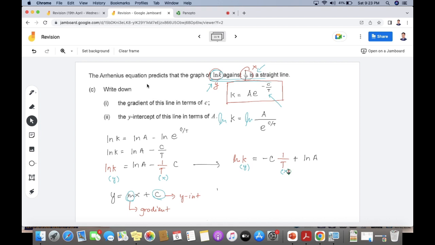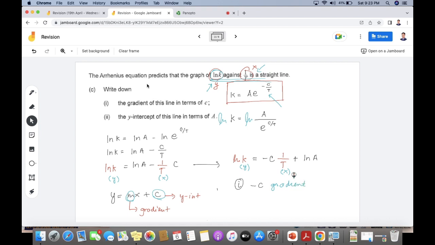And from here, it's now pretty clear that the numerical coefficient of our x, which happens to be 1 over t, is negative c. Thus, we say for the first one, the gradient, the answer to this is negative c. This would be our gradient. That's the numerical coefficient. It's negative.